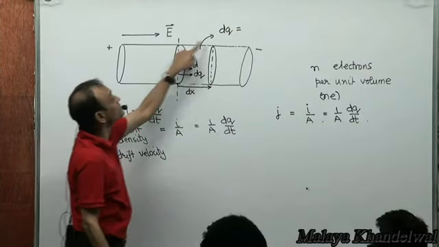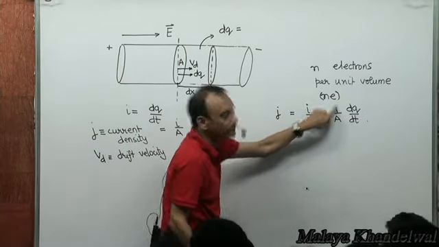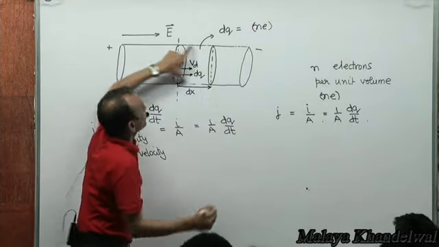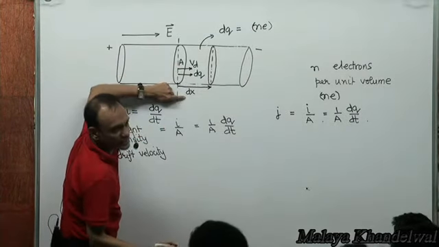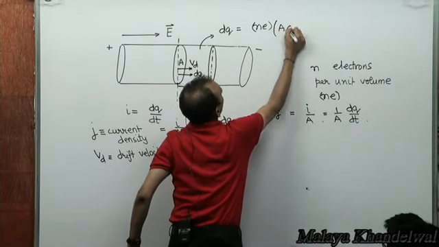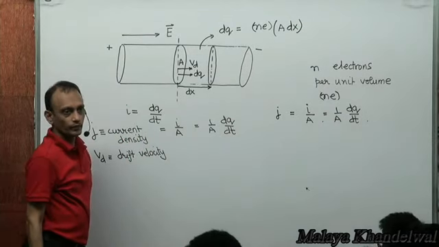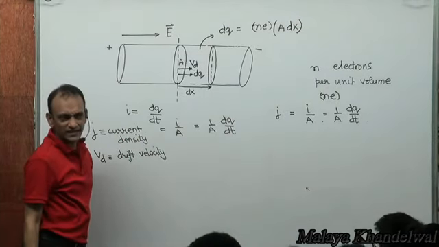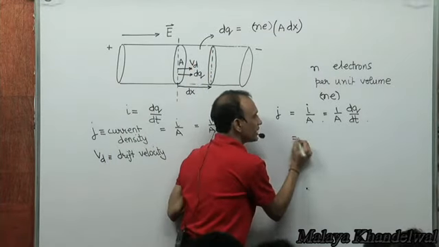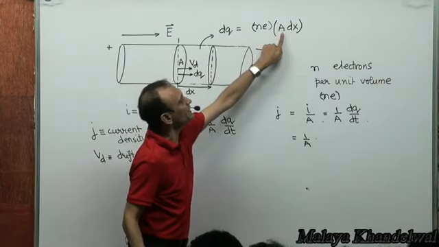Now, how much of charge would be contained in this volume? Charge per unit volume would be Ne, into the volume of this region. Volume of this region is A dx. That's the charge contained in this. So what I do is I write this as 1 by A, dq I can write as Ne A dx.